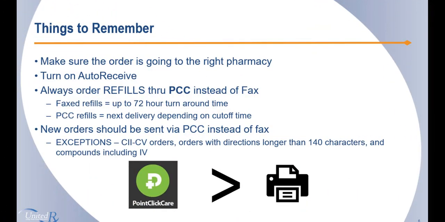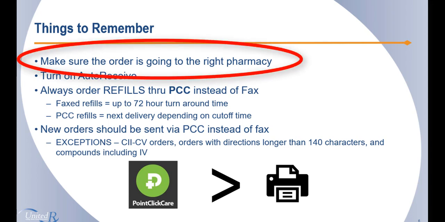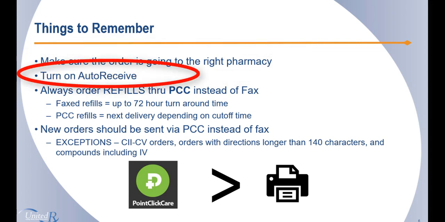I'd like to leave you with a couple of things to remember. Make sure the order is going to the right pharmacy. Choose UnitedRx from that drop-down list as shown earlier if the expectation is the order is going to come from UnitedRx. If you choose house stock or a specialty pharmacy, we're going to see that order as profile only and not send it. We also recommend turning on auto receive. If it's not on for you already, please ask your DON, administrator, or regional operators to turn it on. This way the medications will always be available for reordering right from the EMR.